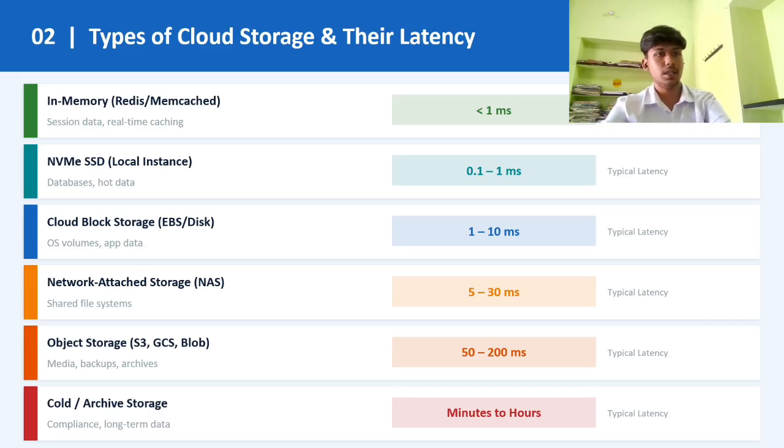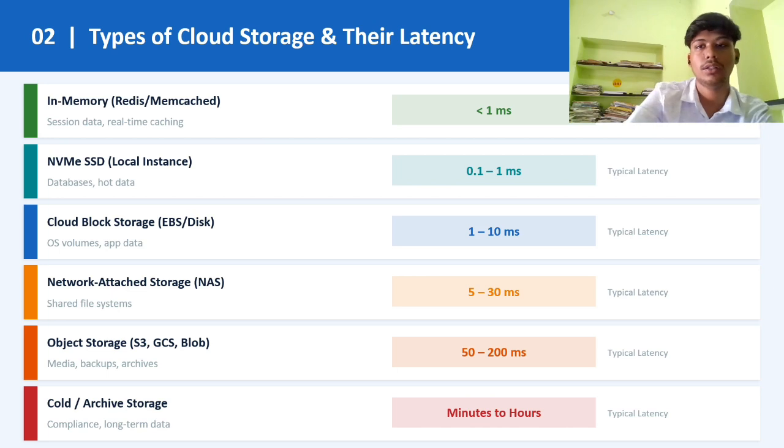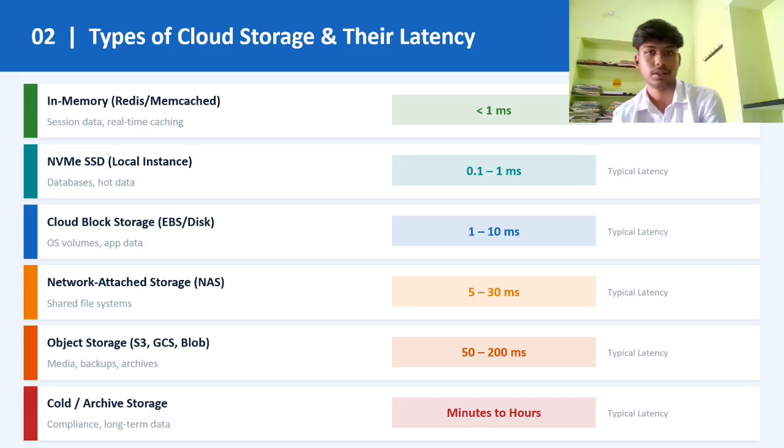Second is the NVMe SSD, local instance. NVMe stands for non-volatile memory express. These are extremely fast solid state drives. The latency is 0.1 to 1 millisecond, used for active databases and hot data. In other words, we can say this is like having your notes right in front of your desk, so you can easily read it. That is called the local instance.